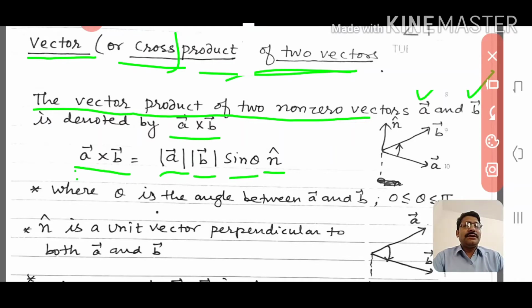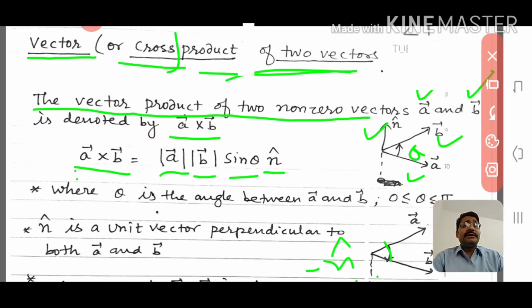And look here, you can understand by the diagram. If vector A is given and vector B is given, and the angle between them is theta, then if the angle is in the anti-clockwise direction, the n cap will be positive, and if the angle is in the clockwise direction, then the n cap will be negative.